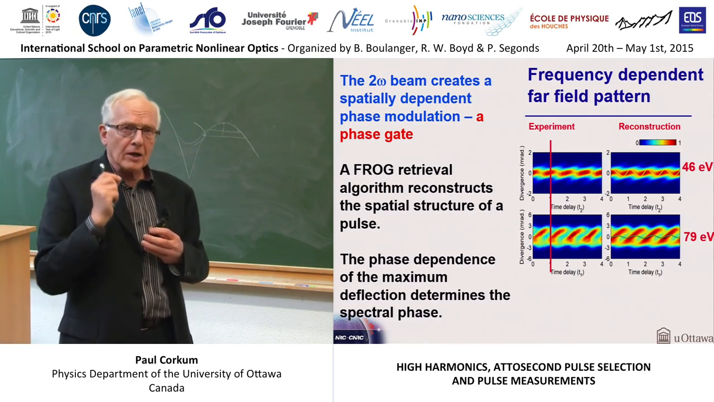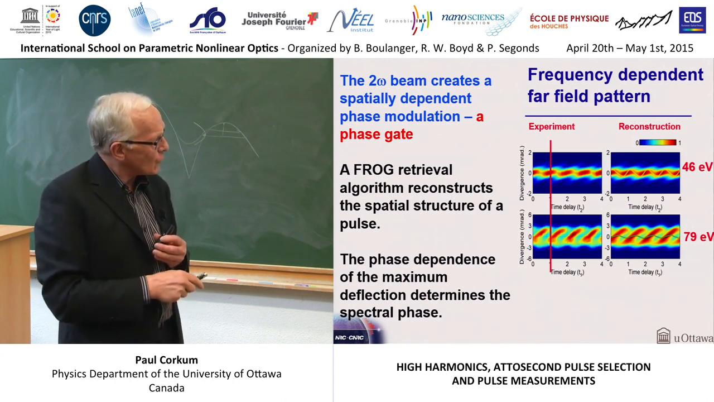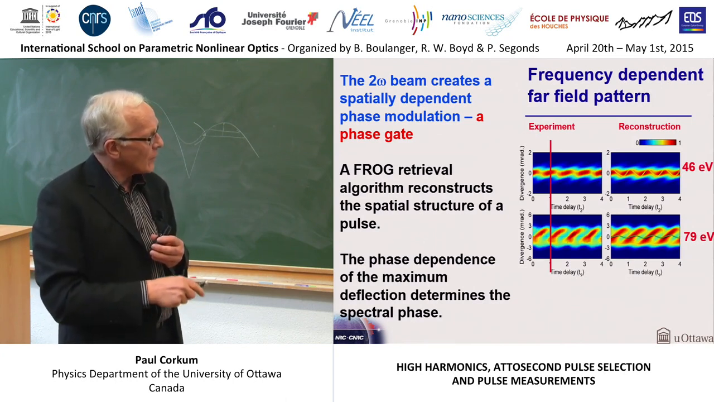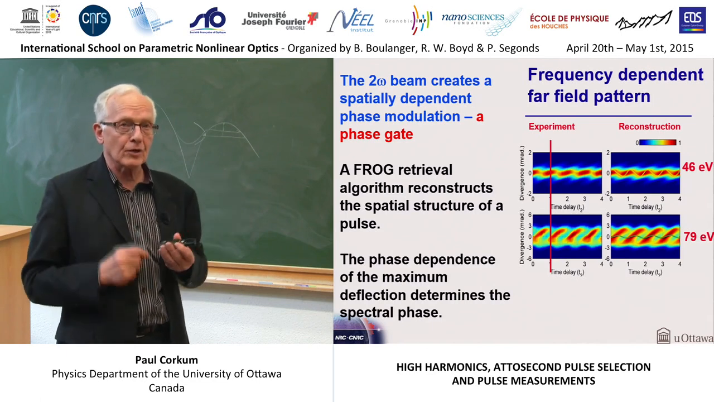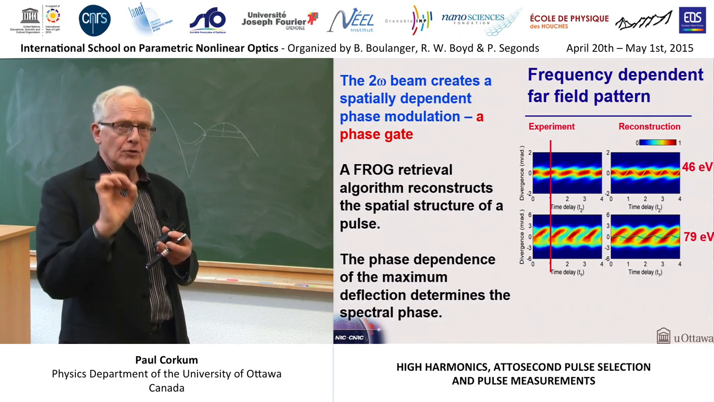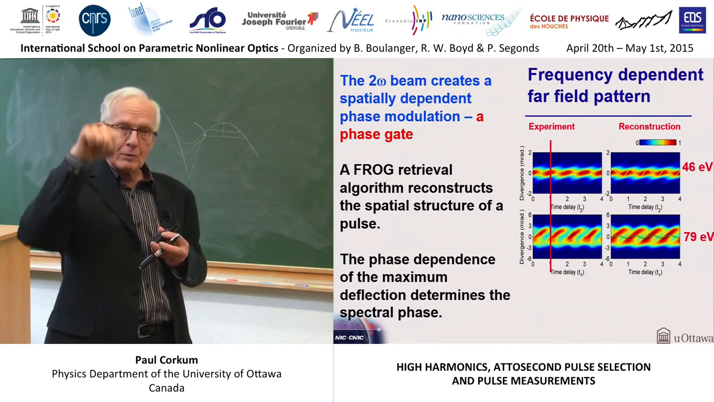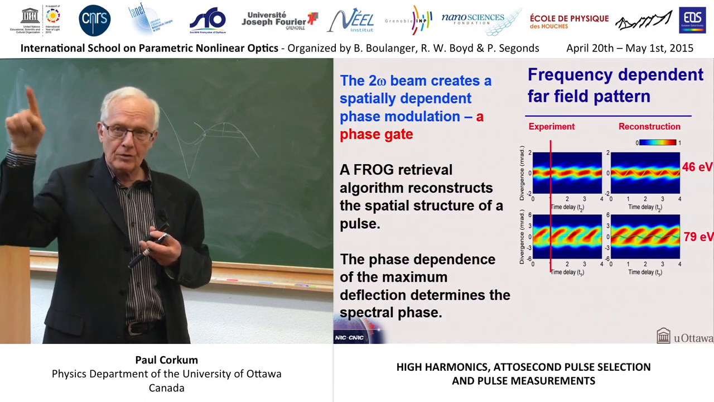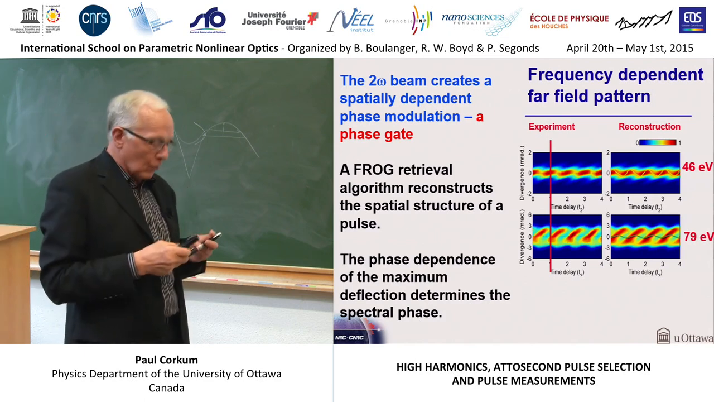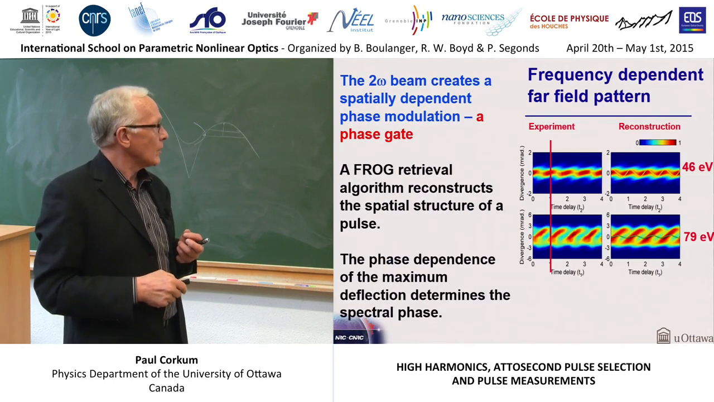So we have made a FROG for space, and we have a 2D measurement, time delay versus frequency, which is exactly what you need for frequency-resolved optical gating. So each frequency of the pulse can be looked at independently and its spatial profile measured. So I'll show you what that looks like. I can't remember exactly what I put in. No, this is a full measurement of it.